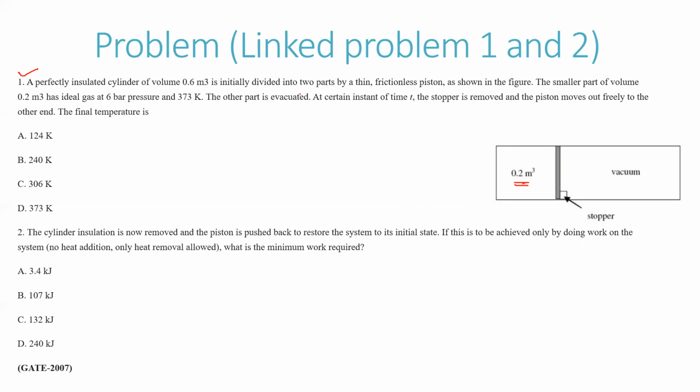The other part is evacuated. At a certain instant of time, the stopper is removed and the piston moves out freely to the other end. The final temperature is? It's a perfectly insulated cylinder, therefore there would be no change in temperature. So the temperature is going to be 373 Kelvin. That was a very easy part.